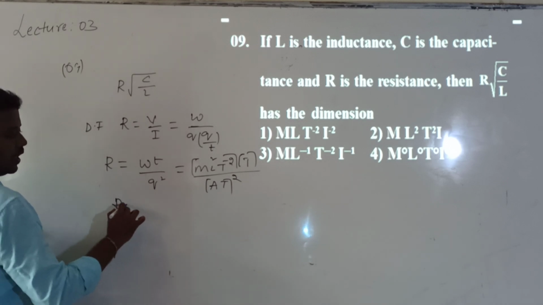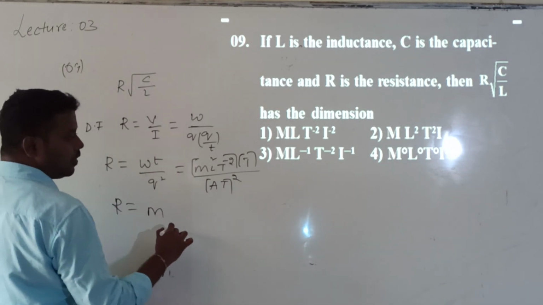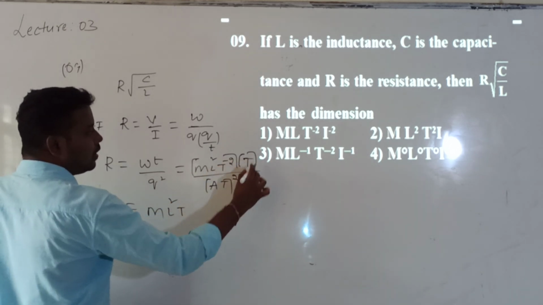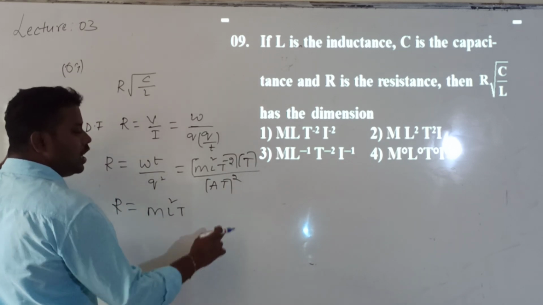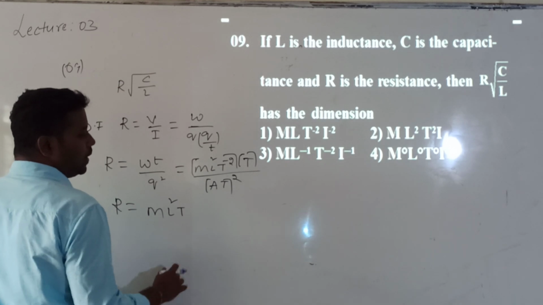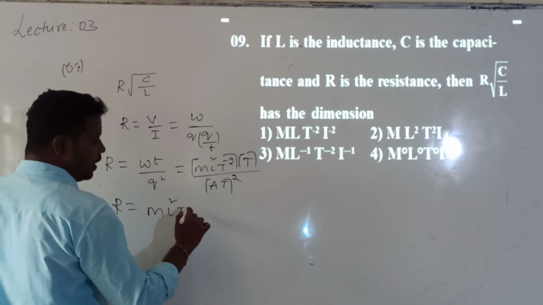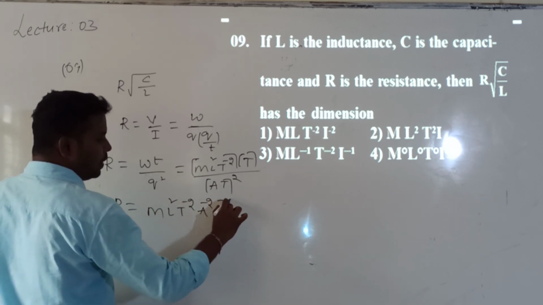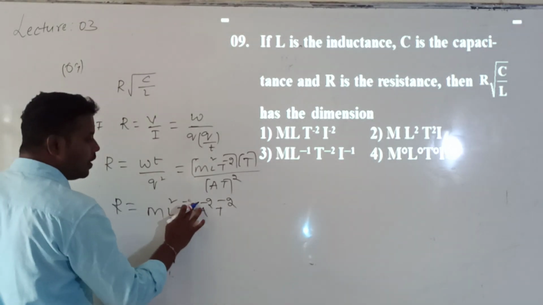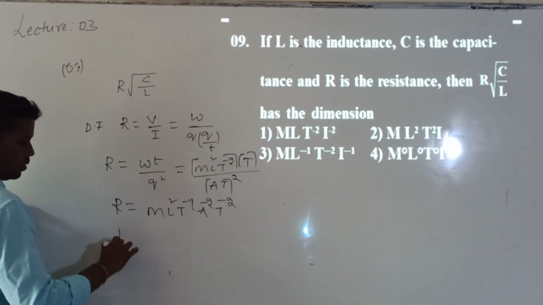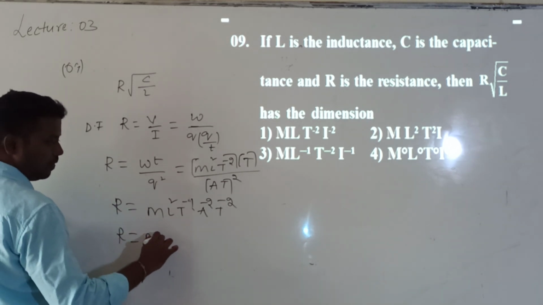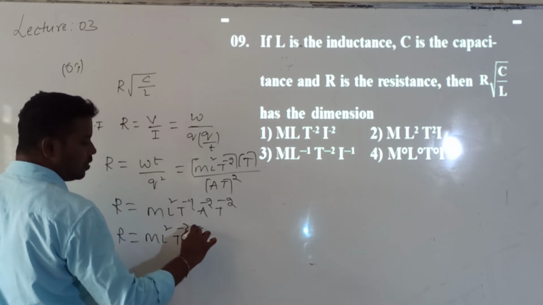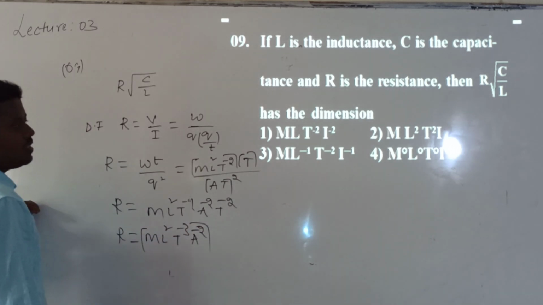After simplification, what will I get? R is M L square T power minus 2 into T power 1, divided by A power 2 into T power 2. That is M L square T power minus 2 into A power minus 2 into T power minus 2, which is T power minus 1 into T power minus 2. So the R dimensional formula is M L square T power minus 3 into A power minus 2. This is the dimensional formula of resistance.